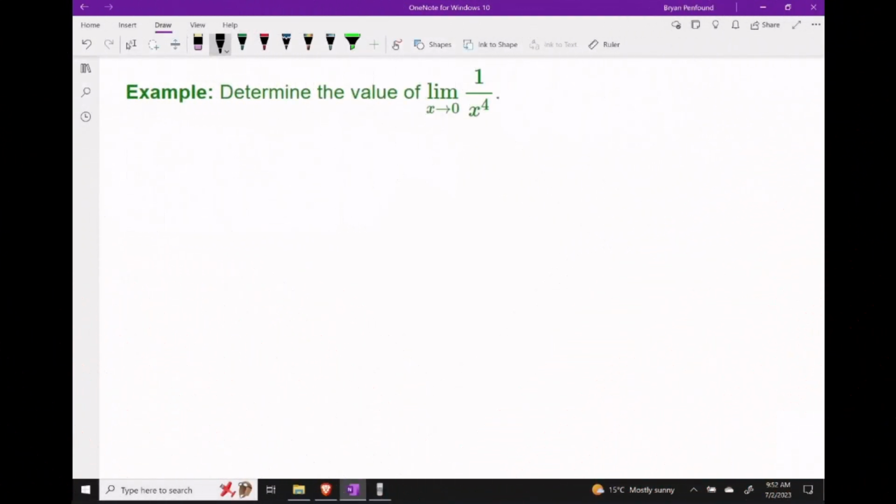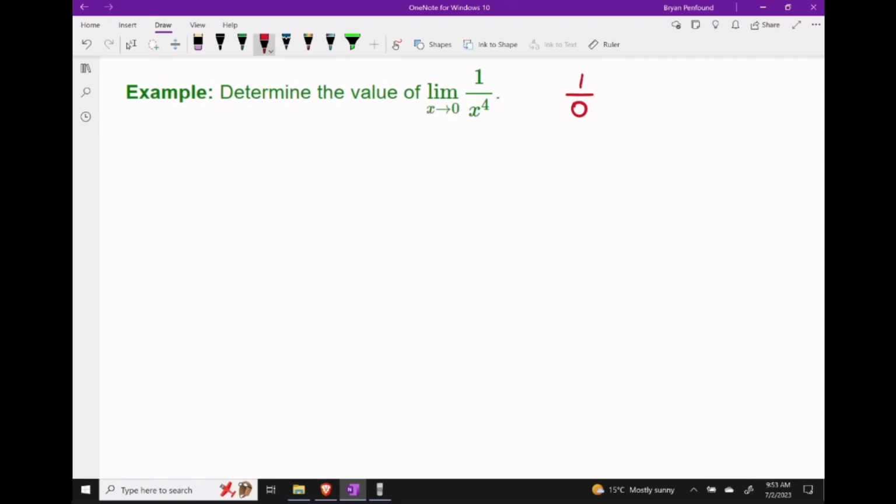In this example, let's determine the value of the limit as x approaches 0 of 1 over x to the power of 4. Notice that if we try to do a direct substitution of x equal to 0 into this fraction, we're going to get 1 over 0. And this indicates that we do have to work with infinite limits in this case.